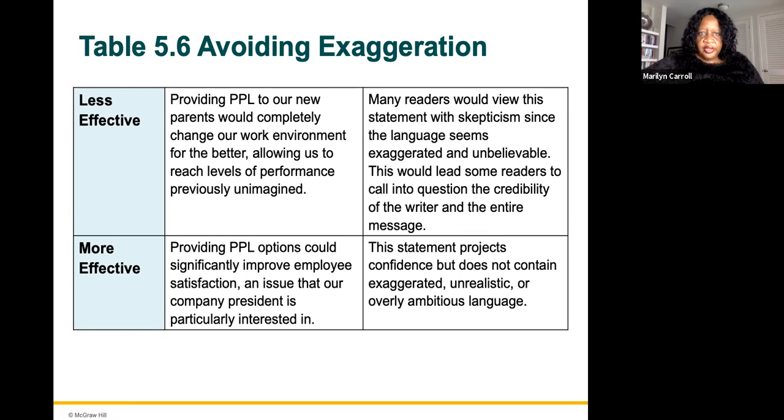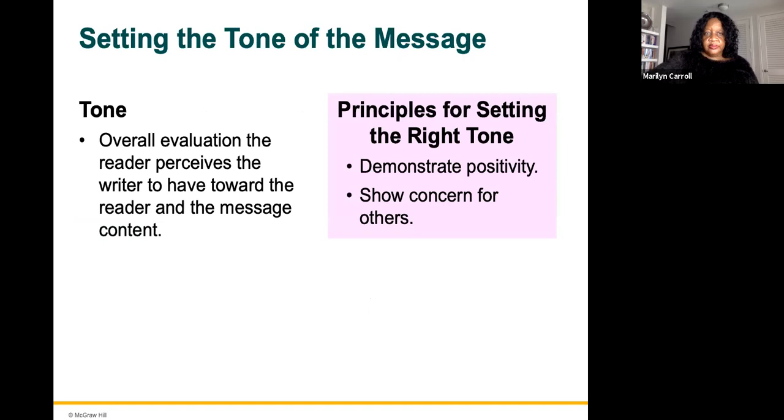Now, one more. Providing PPL to our new parents would completely change our work environment for the better, allowing us to reach levels of performance previously unimagined. Well, versus, providing PPL options could significantly improve employee satisfaction, an issue that our company president is particularly interested in. You see how we give things some more evidence here? The statement provides confidence, but does not contain exaggerated, unrealistic or overly ambitious language.